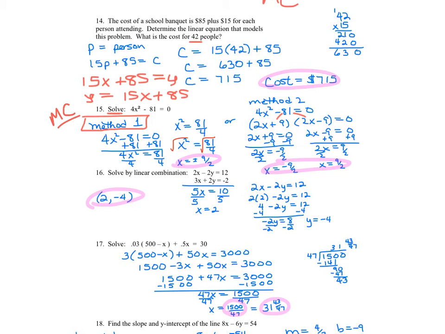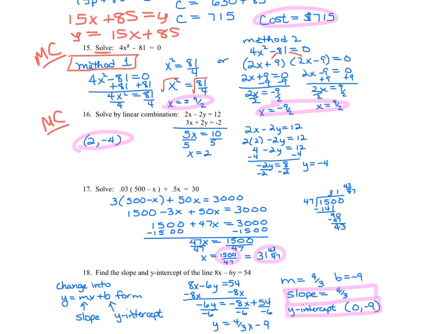Number 16 is also multiple choice. Now here it's telling you to use linear combination. I believe that was their term in the textbook, which was elimination. However, because it's a multiple choice question, technically you could do elimination if you'd like, but this one's set up nice and easy to do the linear combination, the elimination method, just by either subtracting them or multiplying one of the equations by -1. And that's what I did. So then your answer is 2, -4.